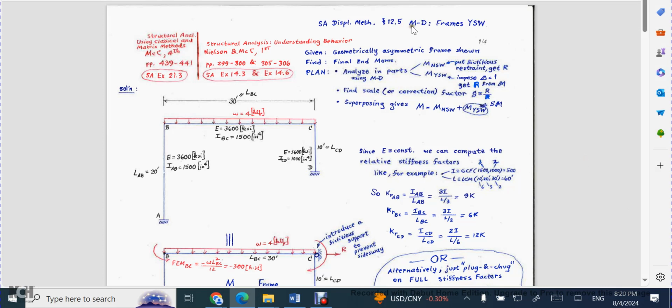Tonight's topic will be about moment distribution. In particular, we'll look at frames that do exhibit sidesway. My coding for that is YSW, which basically stands for Yes for Sidesway.